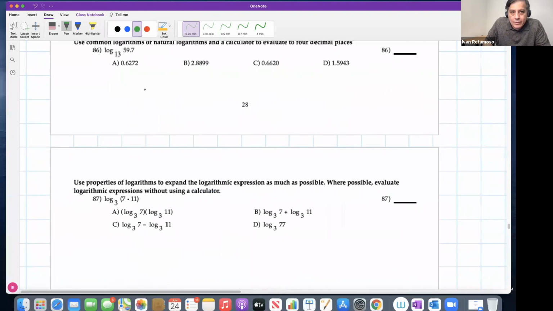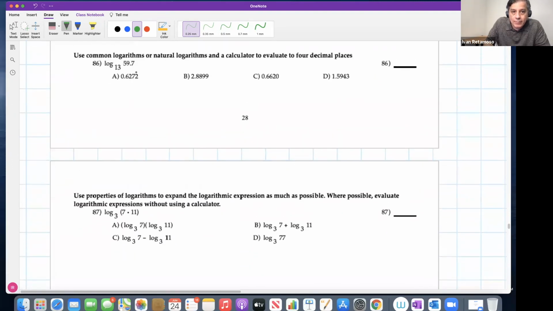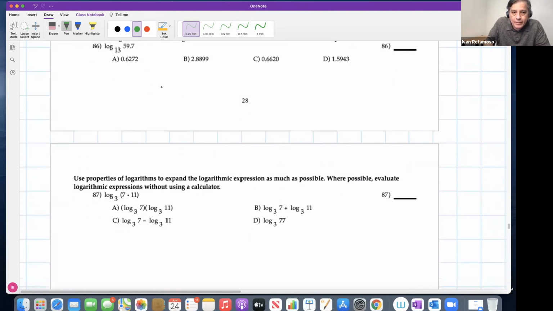This one is computational. Use the change of base formula, remember, for this, okay? Use the change of base formula. Right? You can do it at home.